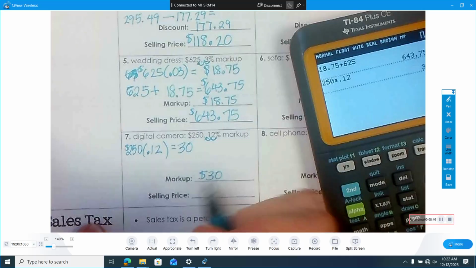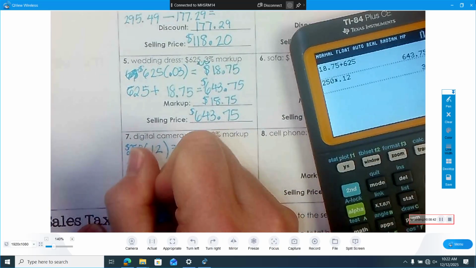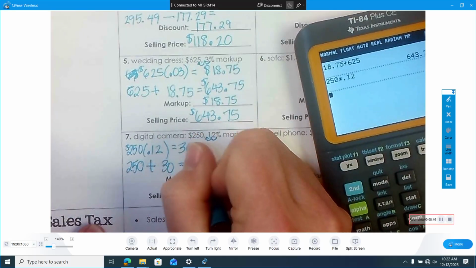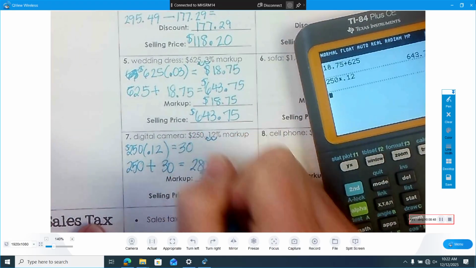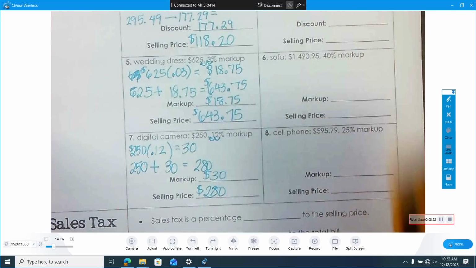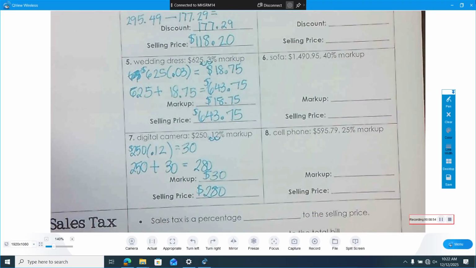And then we're going to take our $250 price and add the $30 markup. So that's 280. Very good. Okay, fantastic. Do you have questions for me? So easy, right? Okay, perfect.